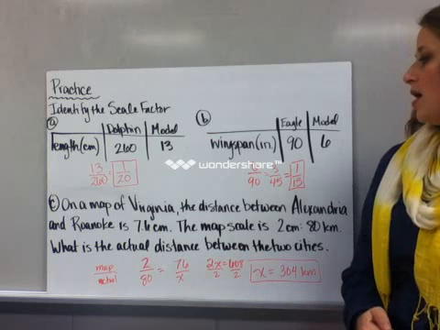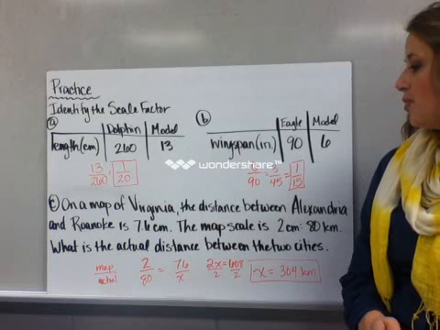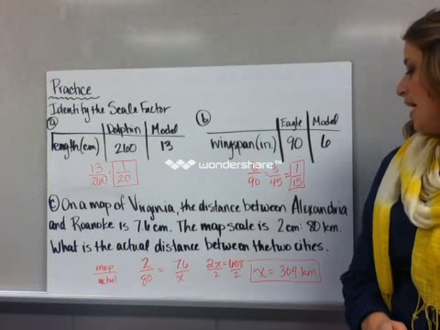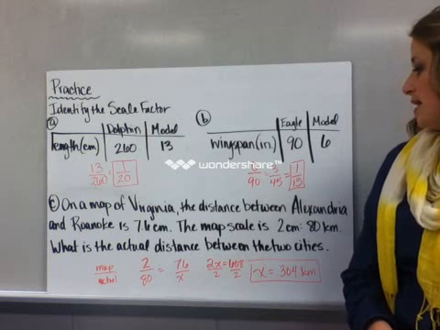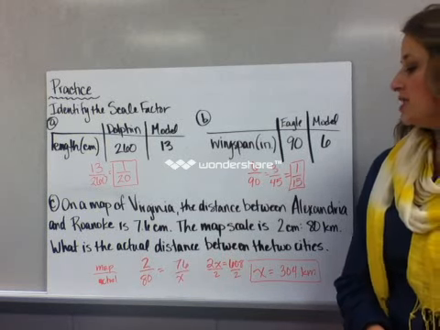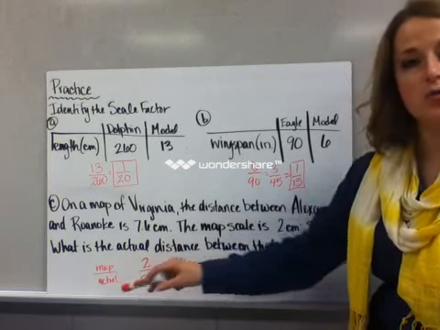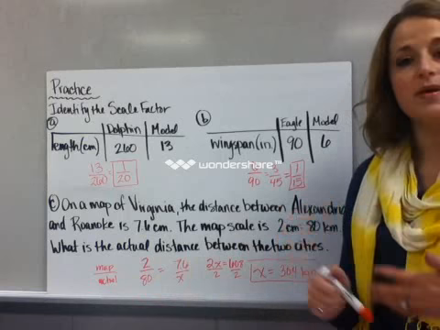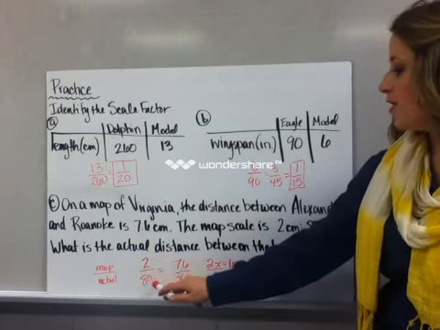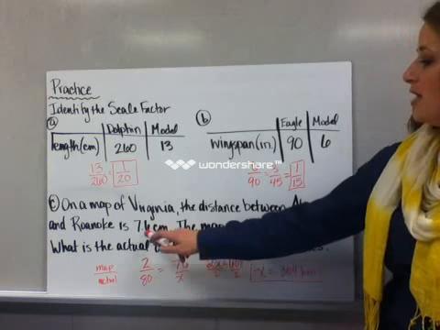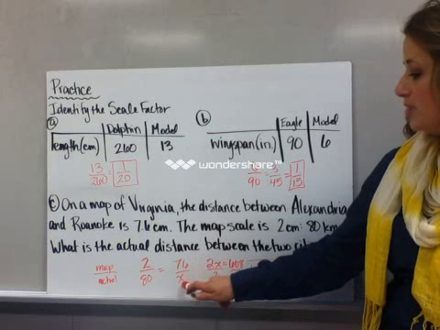On part C, on a map of Virginia, the distance between Alexandria and Roanoke is 7.6 centimeters. The map scale is 1 centimeter to 80 kilometers. What is the actual distance between the two cities? So the ratio is comparing the map length to the actual. A lot of times I'll kind of draw that as a code for myself so I remember which numbers go on top of my ratios. So 2/80 is that ratio. And then it is 7.6 centimeters on the map. So I'm wanting to know the actual distance.